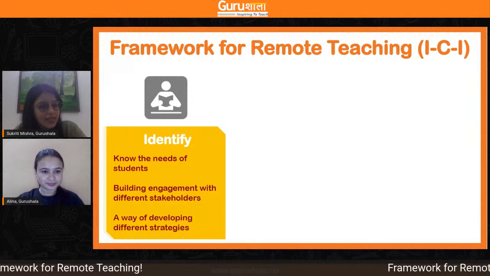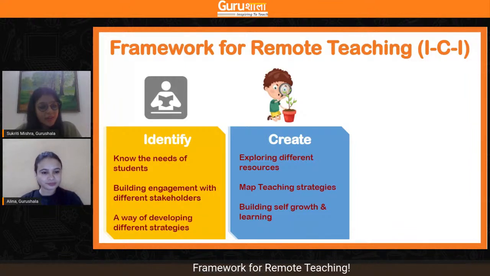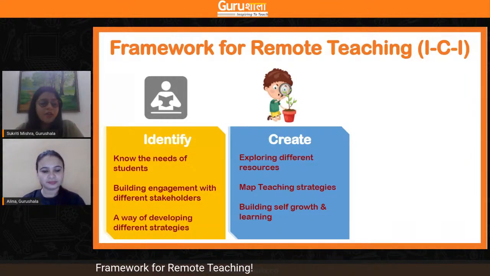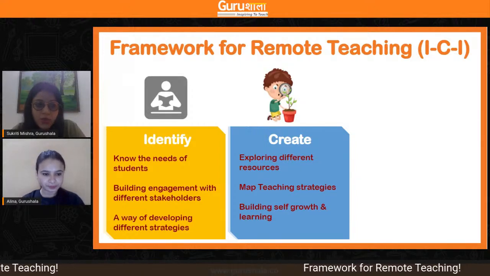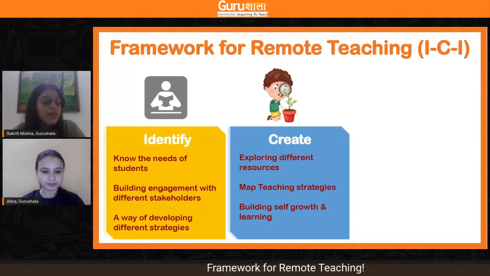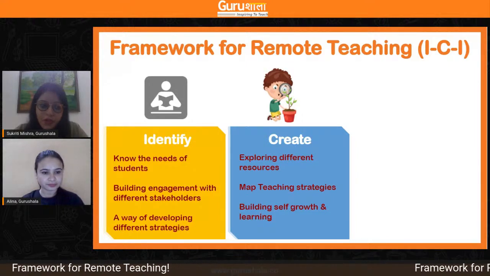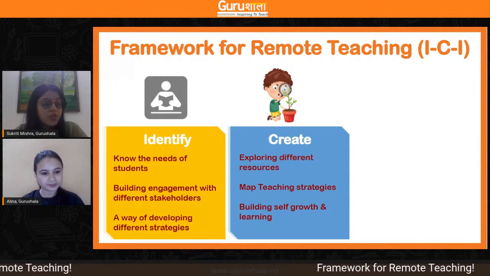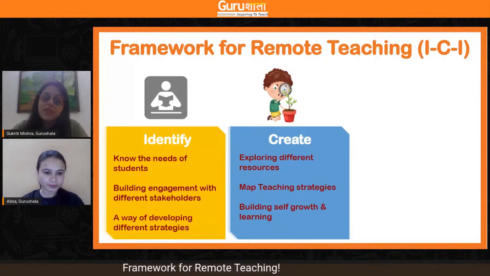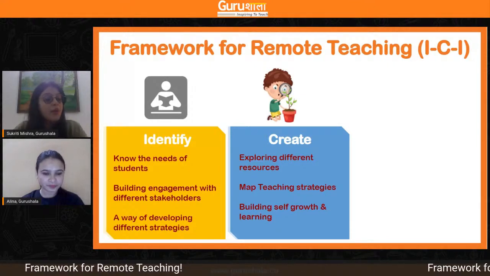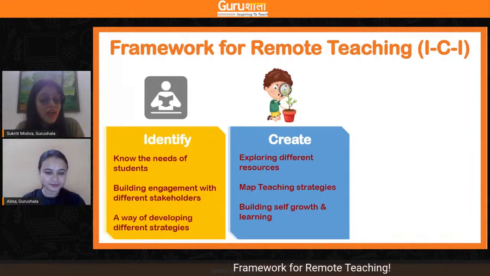So, Alina, the second step of our framework for remote teaching is create. After identifying the different things, teachers need to now create the kind of resources and teaching strategies which can be used for teaching remotely. Firstly, teachers need to explore different resources, which can be shared online or even offline, but can be shared with students at a distance, because now we are not in a classroom. So teachers need to explore these different resources which can be used.